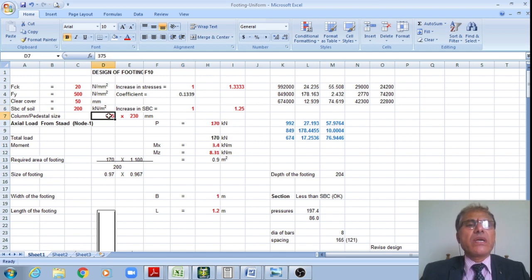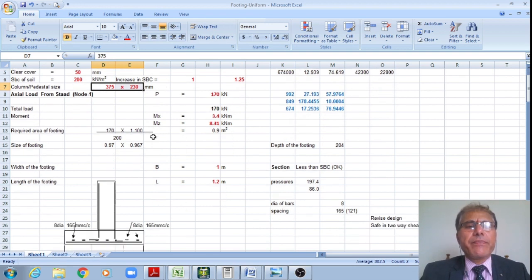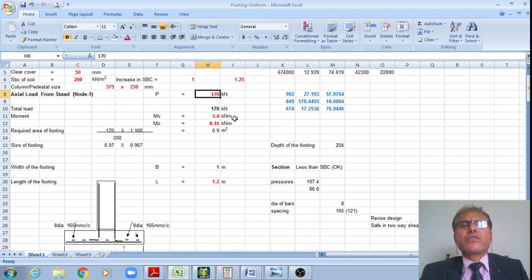Now this is the size of the column or pedestal. 375 by 230 is the size of the column. Even for the pedestal, I'll assume the same. Or even for the pedestal, you can give say 3 inch extra. 375 plus 150, 525. In the other direction, 230 plus 150 or 380 respectively, as both the dimensions of the pedestal as appropriate. However, the axial load is equal to 170, as we have just seen from the manual calculation also.